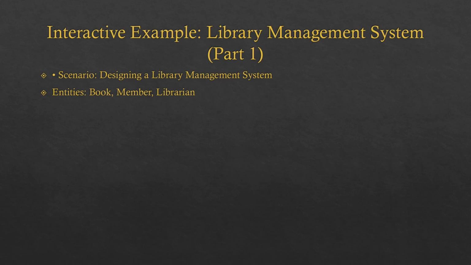Let's now apply this concept with an interactive example. We will design a library management system, which involves several entities like books, members, and librarians. Here we will define classes for each entity. A book class might have attributes like title and author, while a member class might have methods like borrow book and return book.